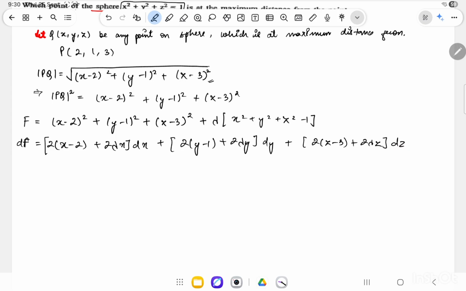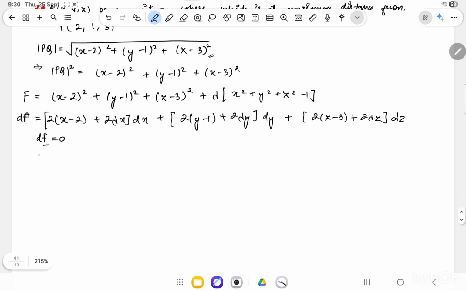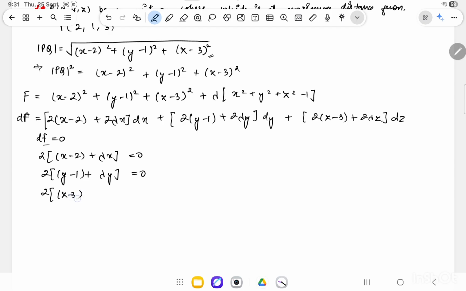If I compare the total derivative with 0 to get the possible points where the distance can be maximum, that gives me 2 times (x minus 2) plus lambda x equals 0, and 2 times (y minus 1) plus lambda y equals 0, and 2 times (z minus 3) plus lambda z equals 0. Let's name these equations 1, 2 and 3.